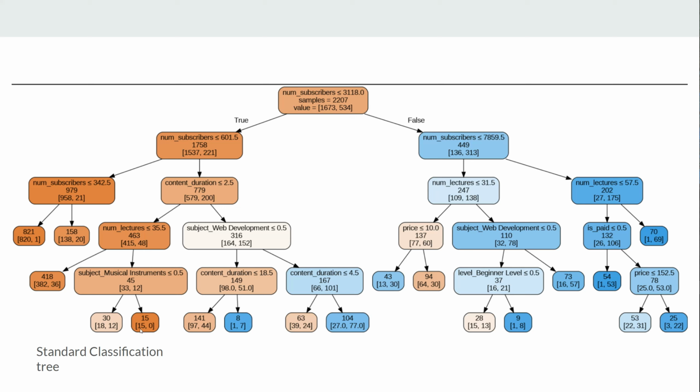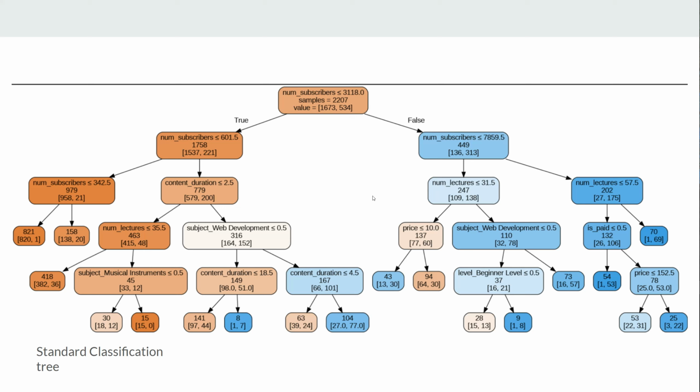It is 15 classes that didn't reach a high review threshold and 0 classes that did reach a high review threshold. The way that we get here is if the number of subscribers is less than 3,118, the subscribers is more than 601 and a half, the content duration is less than 2.5, the number of lectures is greater than 35 and a half, and the subject is musical instruments. If the class fits that criteria, it will not receive a high number of reviews.